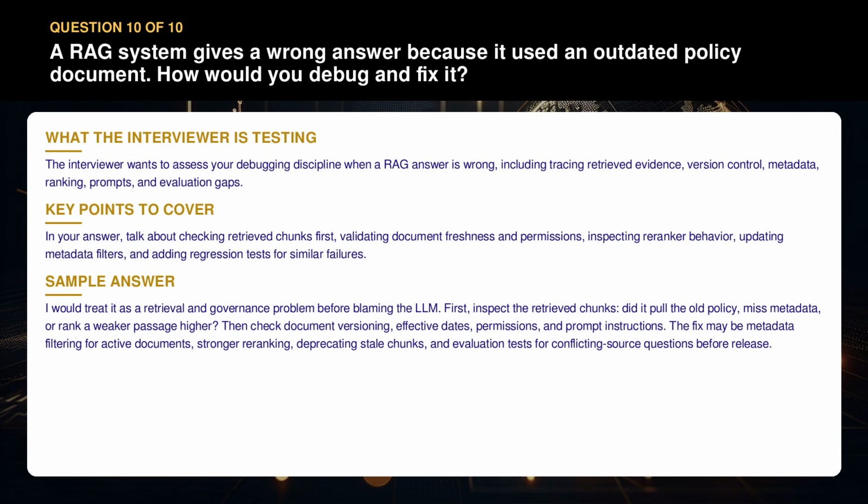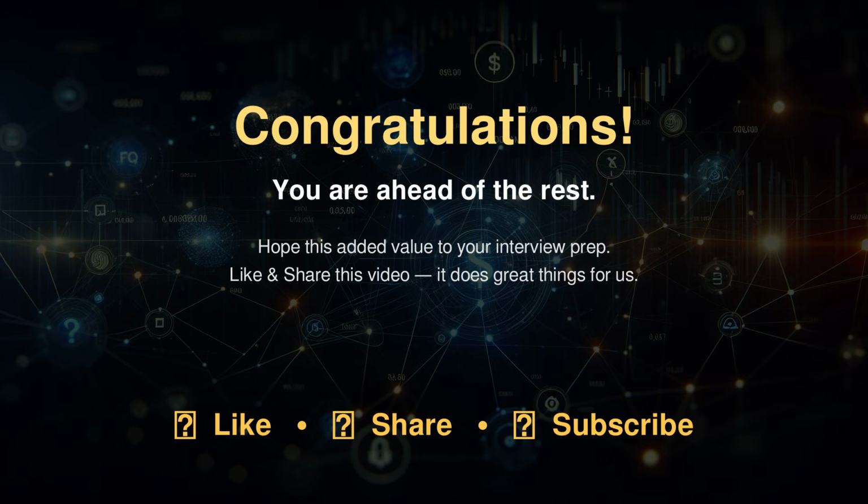I would treat it as a retrieval and governance problem before blaming the LLM. First, inspect the retrieved chunks. Did it pull the old policy, miss metadata, or rank a weaker passage higher? Then check document versioning, effective dates, permissions, and prompt instructions. The fix may be metadata filtering for active documents, stronger re-ranking, deprecating stale chunks, and evaluation tests for conflicting source questions before release.